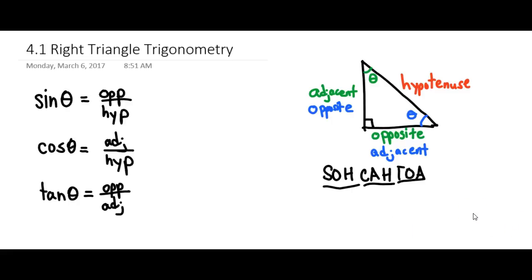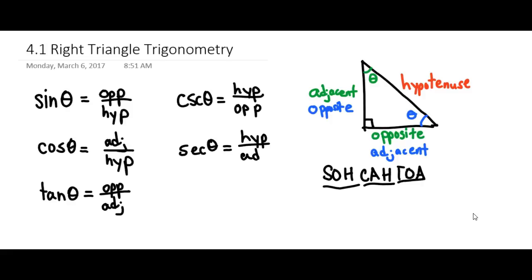Then we have the three reciprocals of these functions. Cosecant of theta is the reciprocal of sine of theta, which would be hypotenuse over opposite. I'm just flipping around the fraction there. Secant is the reciprocal of cosine, so we have hypotenuse over adjacent. And then cotangent is the reciprocal of tangent, so we have adjacent over opposite.